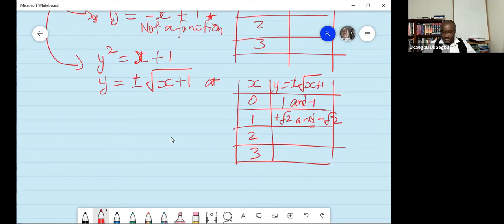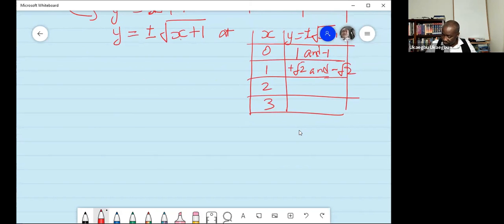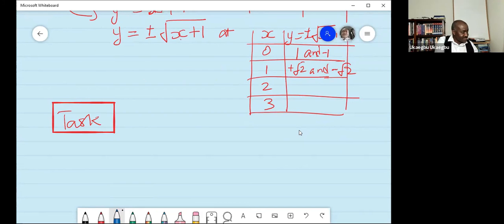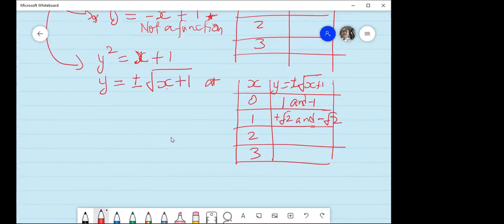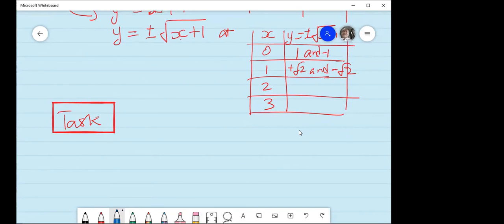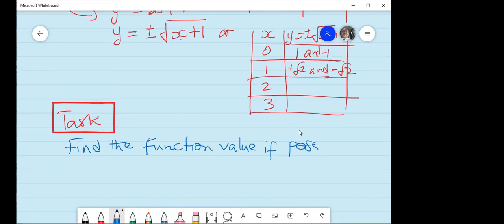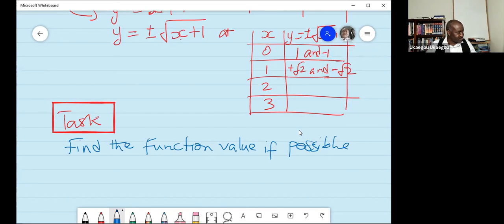Okay, so here's the question. Question number 1. I'll write task. Please show me work. Task: evaluate the following function or find the function value if possible.